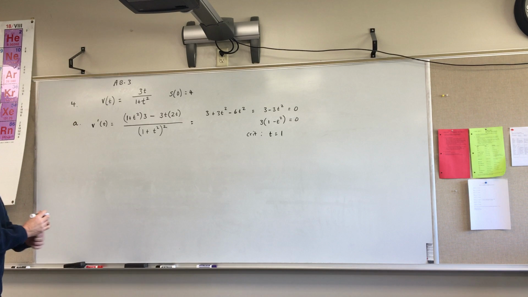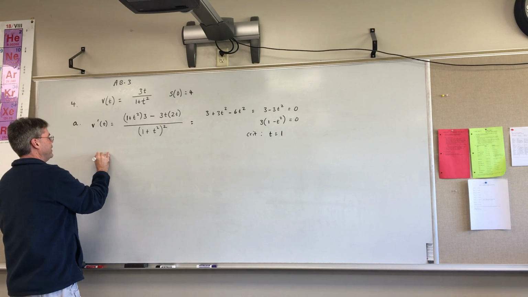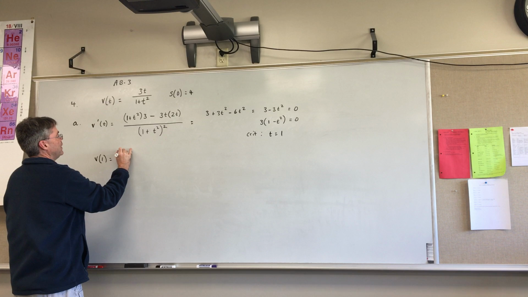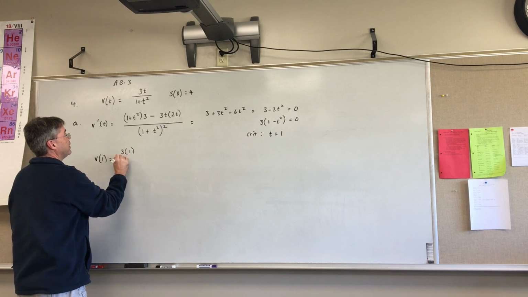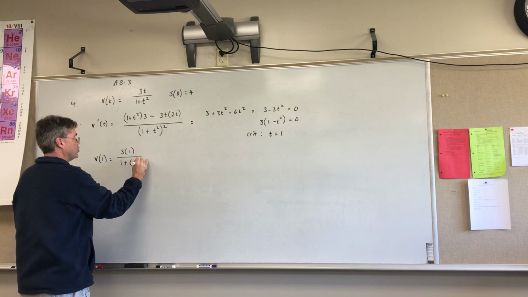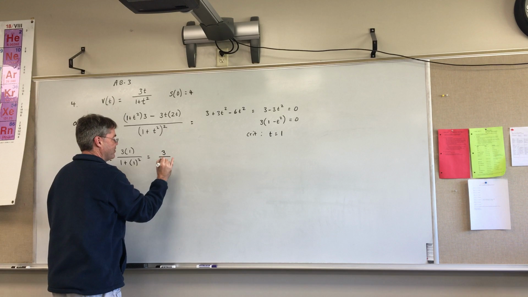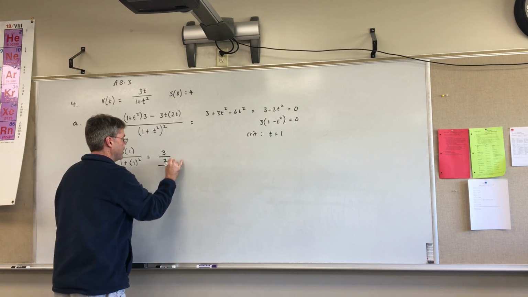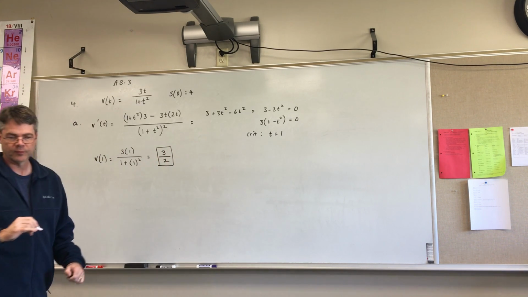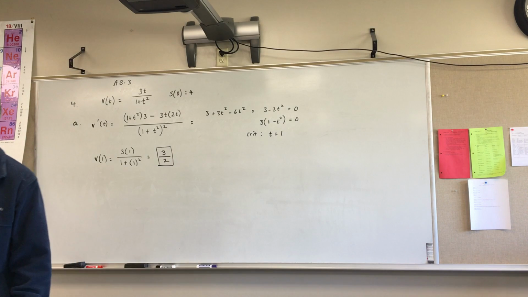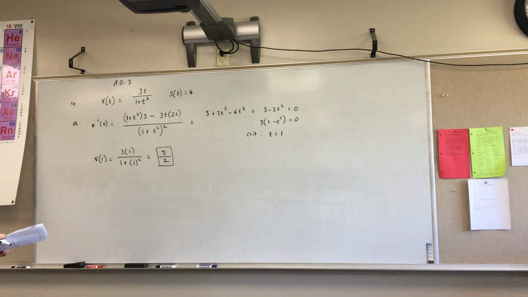So to get the maximum, we would find v of 1. That's 3 times 1, and we have to plug it back into the original, 1 plus 1 squared, and that's going to be 3 halves. Okay, so we don't have a unit. All right, so 3 halves. I'll stand aside and let you copy that down for just a second.